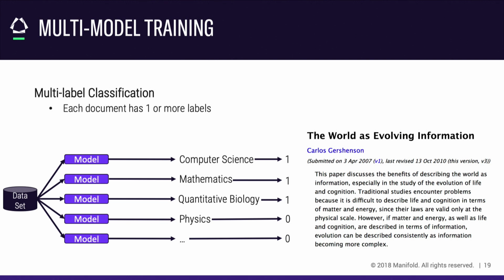And one thing to note here is the input is the same for all the models. It's the same TF-IDF feature matrix that's going in, except for the label. So when you train the computer science model, you pass in the target variable that belongs to computer science, whether that paper is computer science or not. And for the math model, you pass in the math column. So that's the only difference, but the input, the feature matrix, is the same.